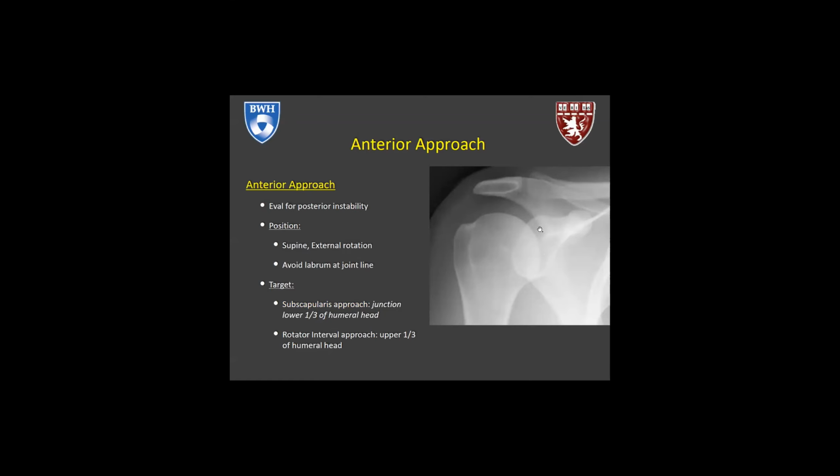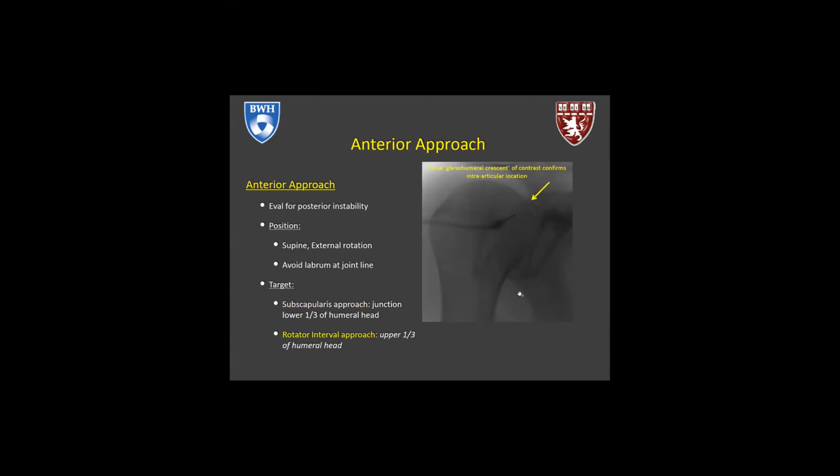We're going to avoid injecting the labrum, which is at the joint line itself, so we're going to stay on the humeral side. And we generally have two approaches. You can either target the subscapularis approach, where you're going to advance the needle in the lower 1/3 of the humeral head, right at the overlap. Or the rotator interval approach, which is slightly superior and is away from the subscapularis tendon, and this will be in the upper 1/3 of the humeral head, just to the lateral aspect of the glenoid and humerus overlap.